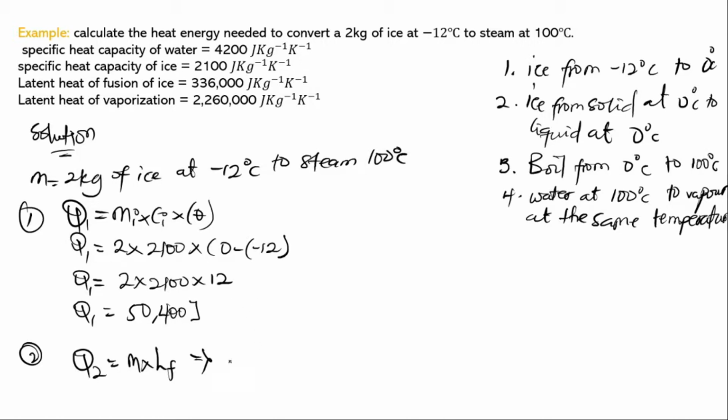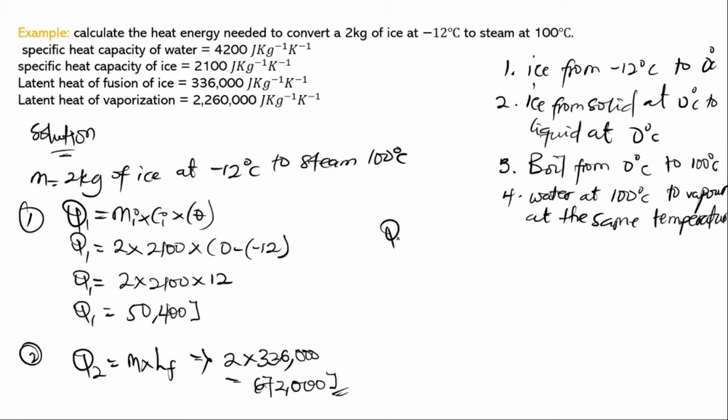So the mass that we have is 2, multiplied by the latent heat of fusion of ice, which is given to us as 336,000. So if we do the multiplication, we are going to get 672,000 joules. Okay, so this is the heat energy needed to convert the ice from the solid state to the liquid state at the same temperature of 0 degrees Celsius.